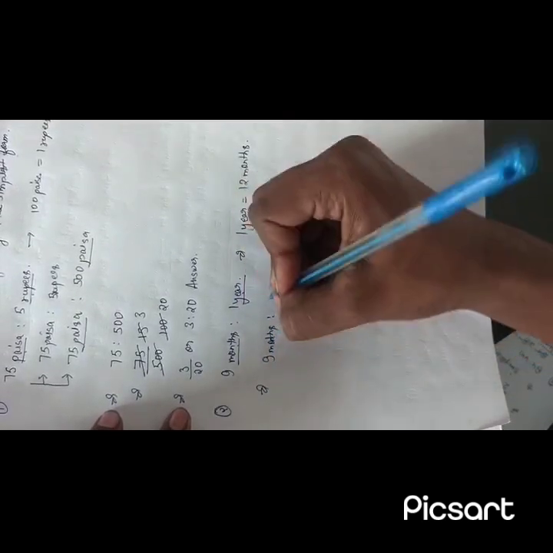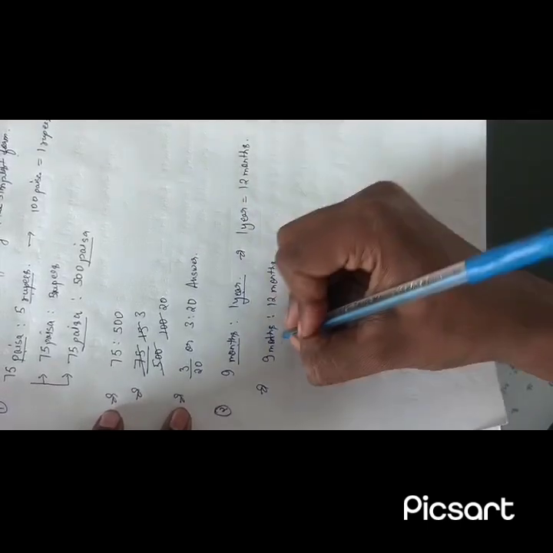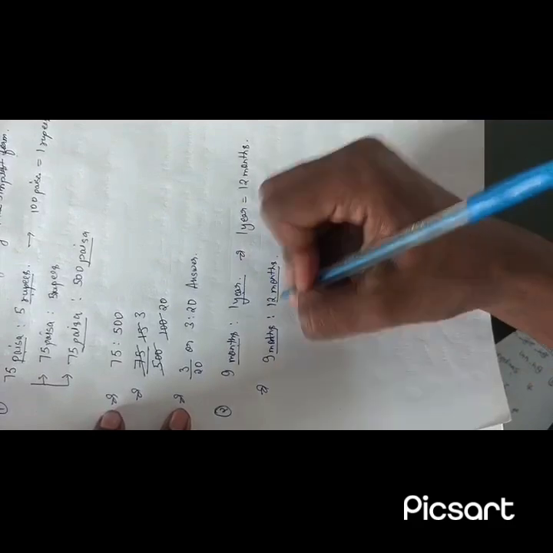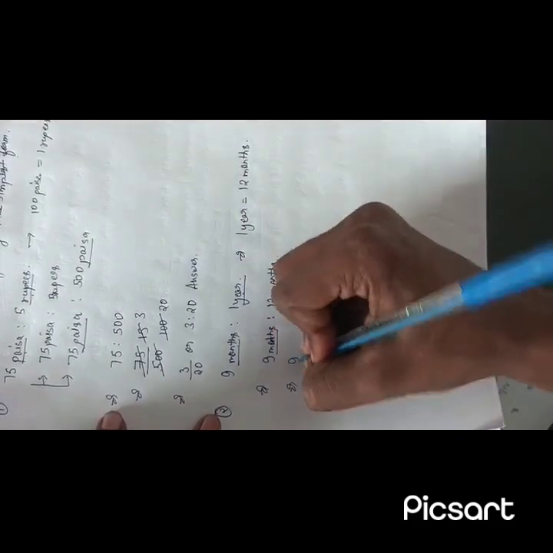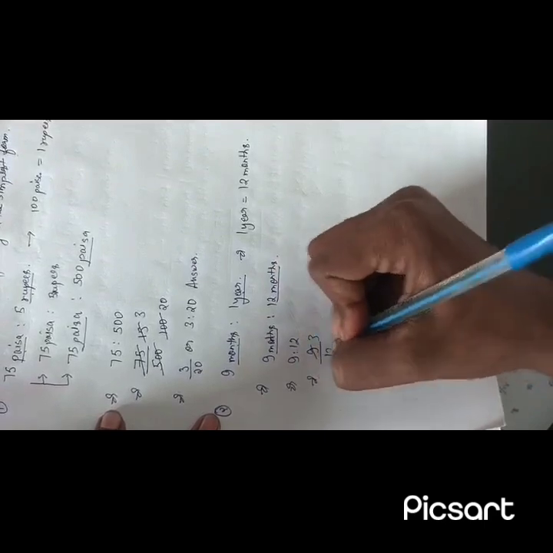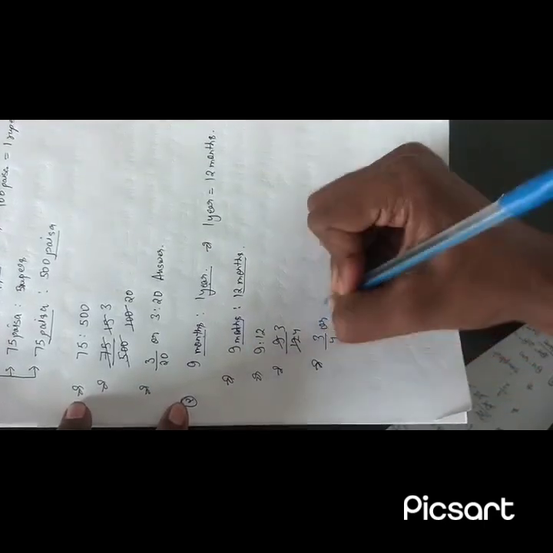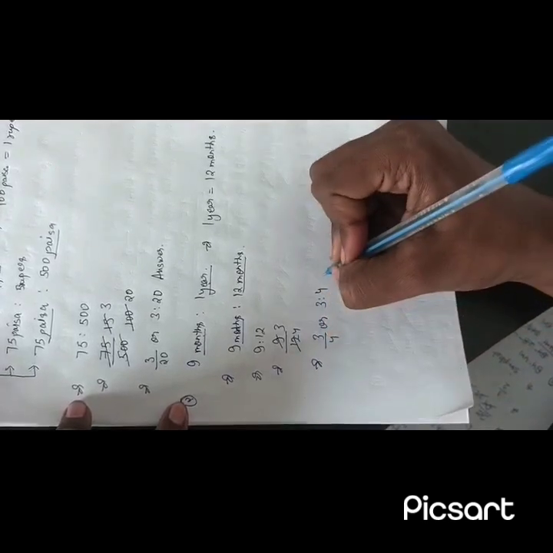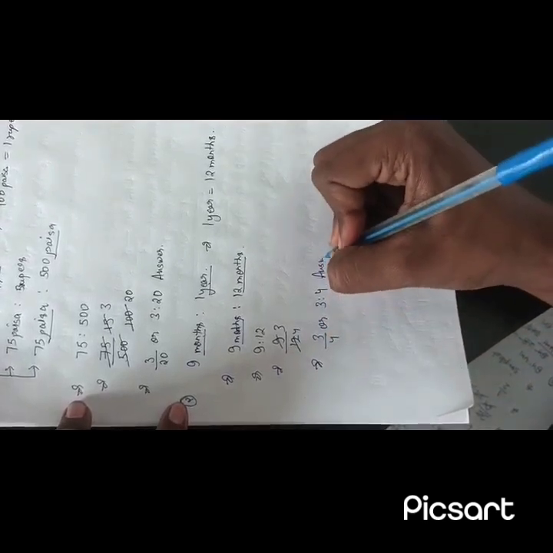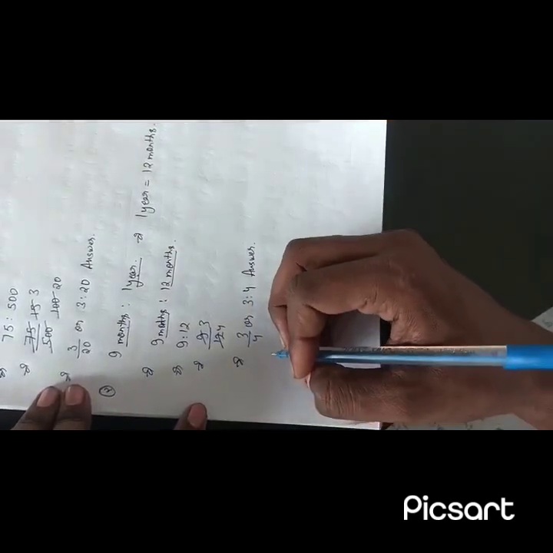is to 12 months. Now the comparison is possible because month and month are the same quantities. That is 9 is to 12, that is 9 upon 12. 3 threes are 9, 3 fours are 12. So the answer is 3 upon 4, or 3 is to 4. Understand?